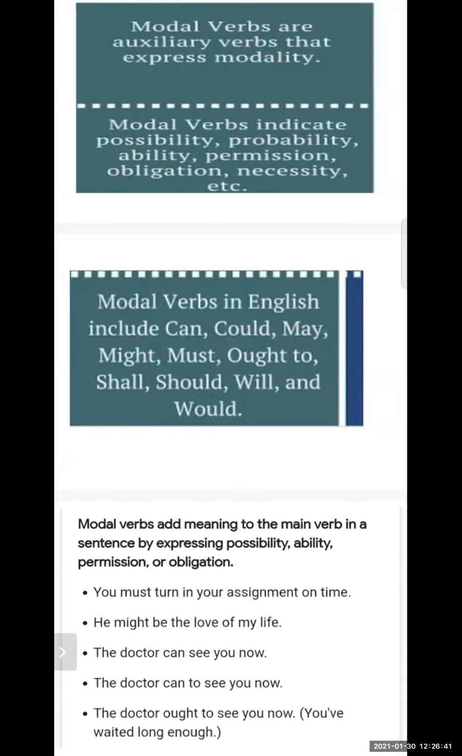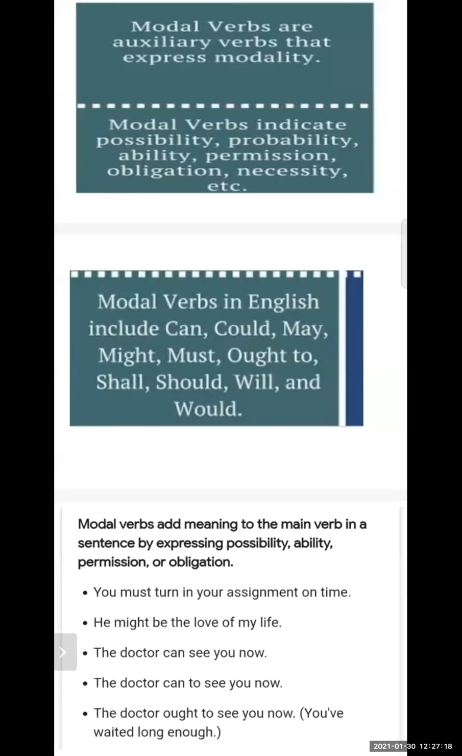Okay, you must turn in your assignment on time. What is the main verb here? What is the action? Turn in your assignment. Okay, you must turn in your assignment. That means you have to do your assignment on time. So you must have to do it. Here they give the instruction that you must turn in your assignment on time. All right, so such kinds of sentences which show possibility, ability, permission, or obligation come under the modal verbs.